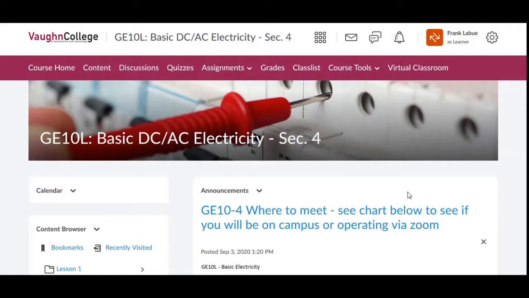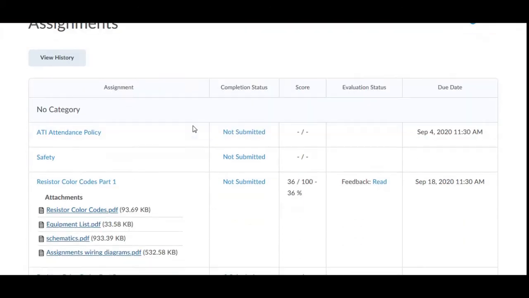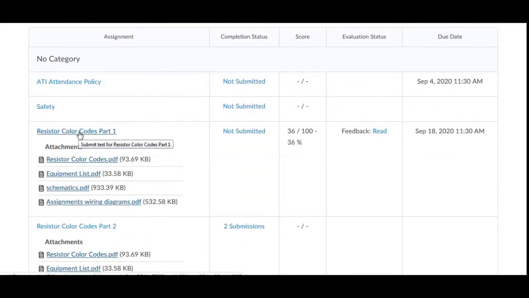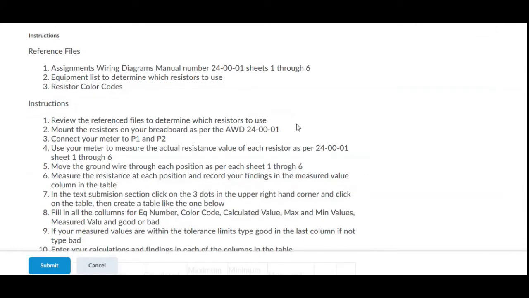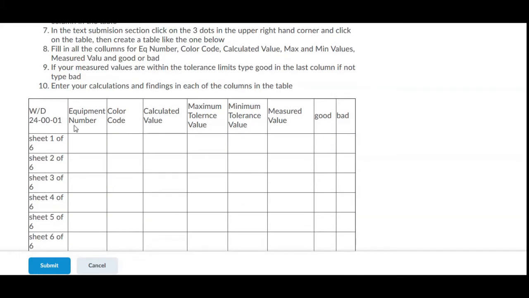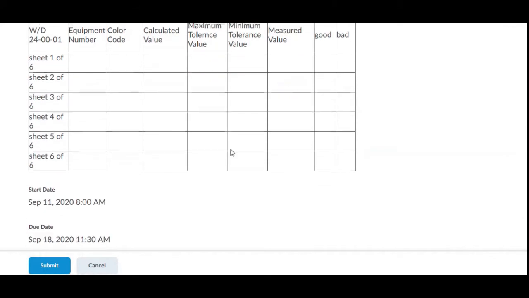Hello, this is for all those of you who are still struggling with the first assignment. I am in the Learner view. Let me open up the assignment. The assignment was resistor color codes. I'll open up the assignment. And this is what you should have seen: reference files, a list of instructions, and an example of the way I need to have the information submitted.